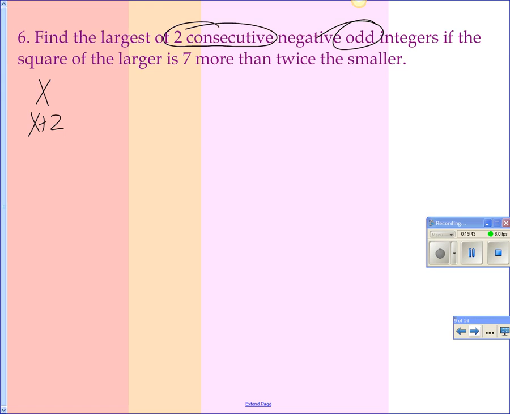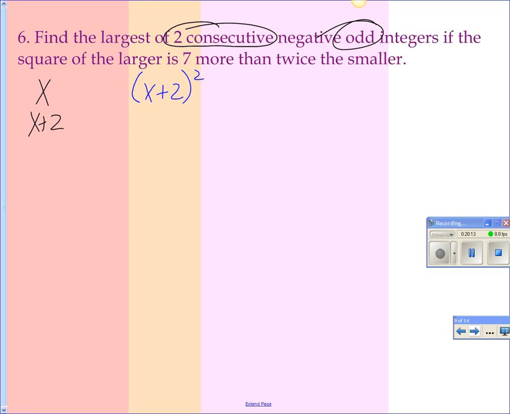All right, this problem is going to be so awesome. Y'all are going to love it. Get ready. This one says the square of the larger. Which one's larger? X plus 2. So watch, watch, watch. You've got to write x plus 2 squared first, because you're squaring the larger.